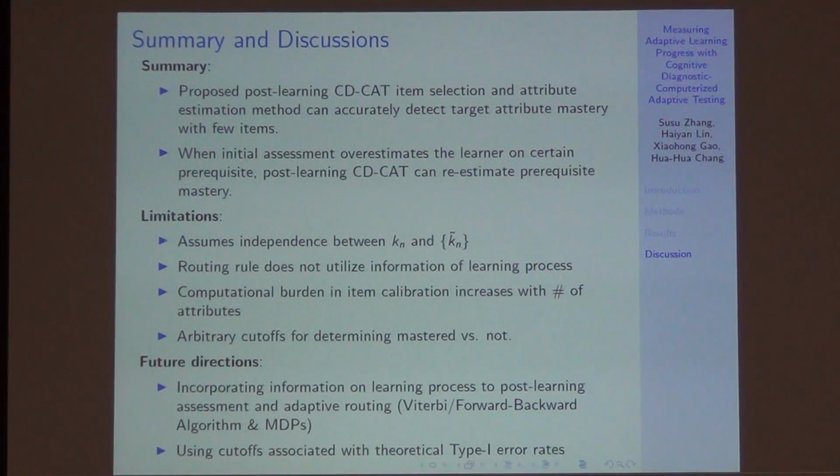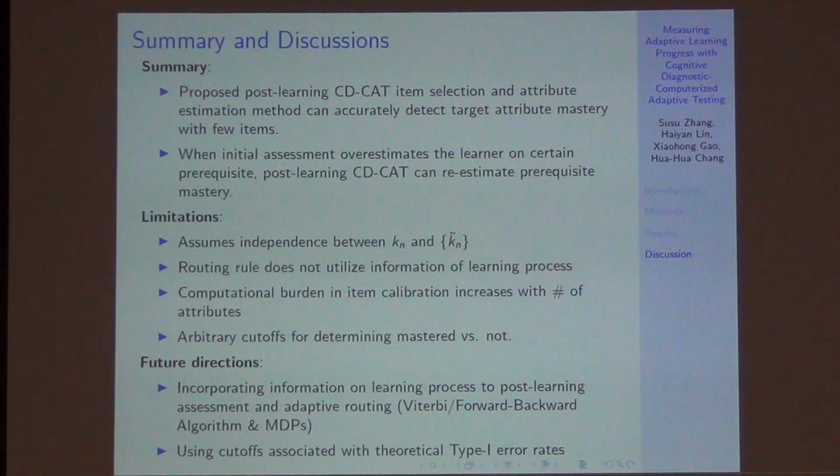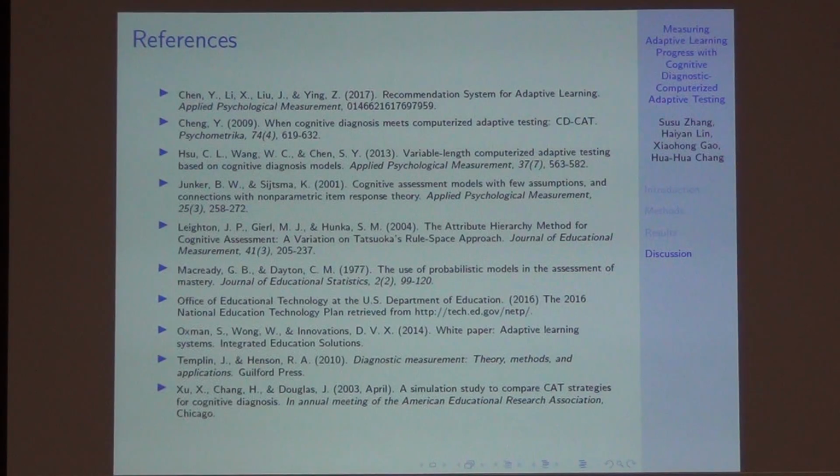And also, if we want the entire learning trajectory of the students, we can use the Viterbi algorithm to be able to do that if we have the learning model. And also, there can be more optimal decision rules developed for guiding the student to different contents using Markov decision processes. And here are my references, and thank you so much.